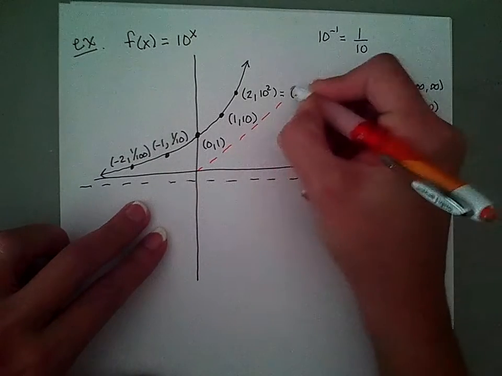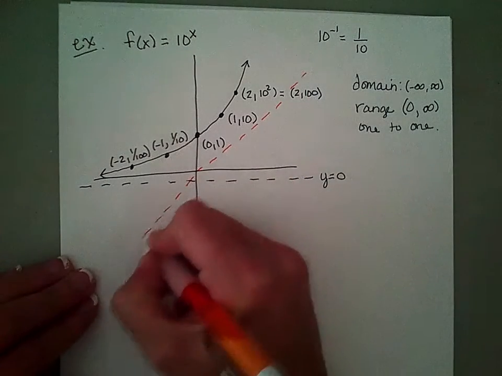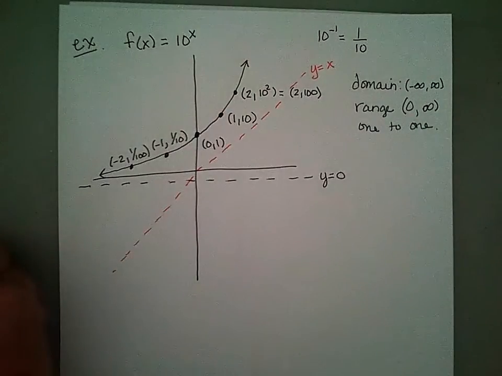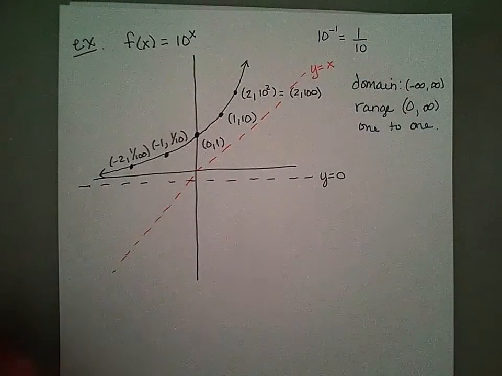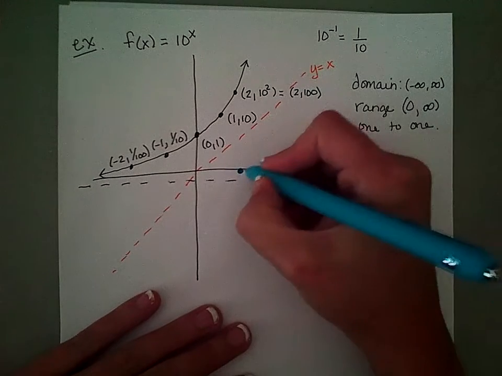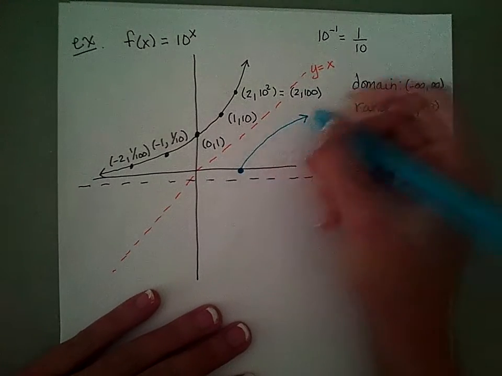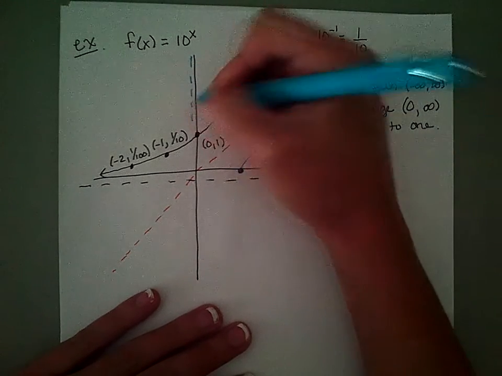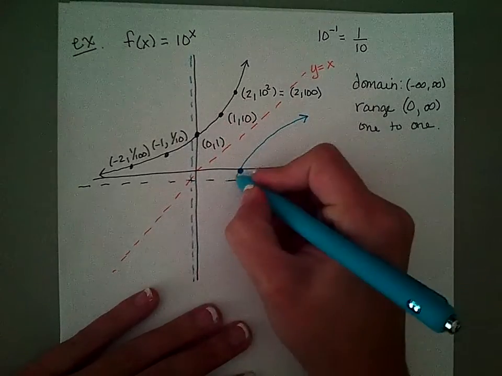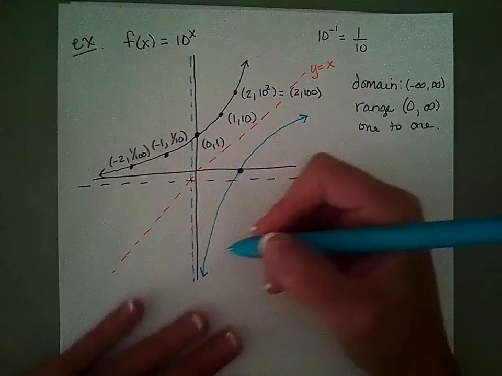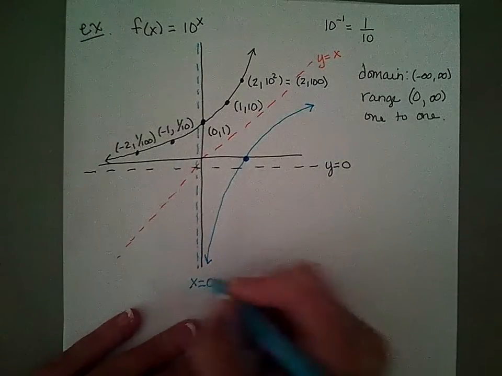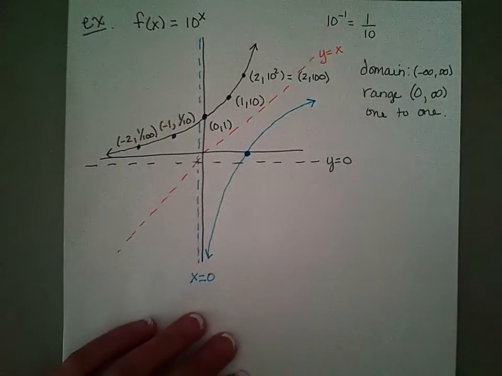And to graph its inverse, remember it must be symmetric about the line y equals x. And now we can draw its inverse over here, putting in now the vertical asymptote, like so. The equation of this asymptote is the line x equals 0, because it's vertical.